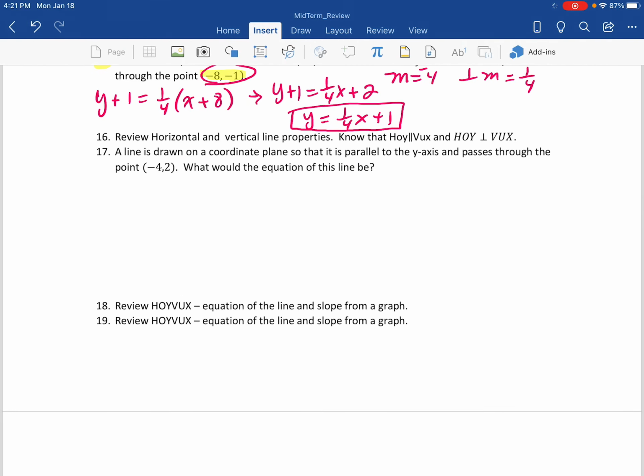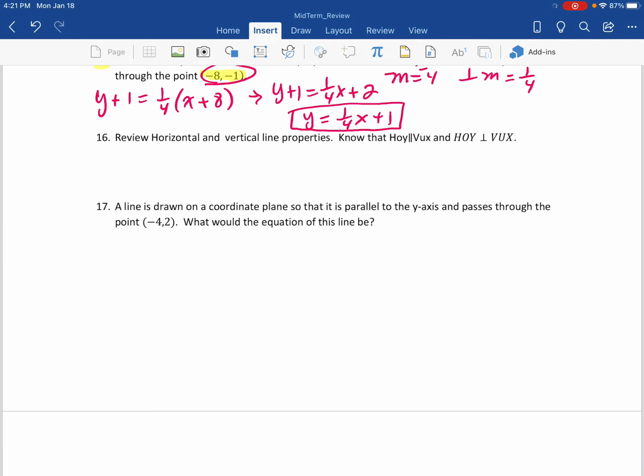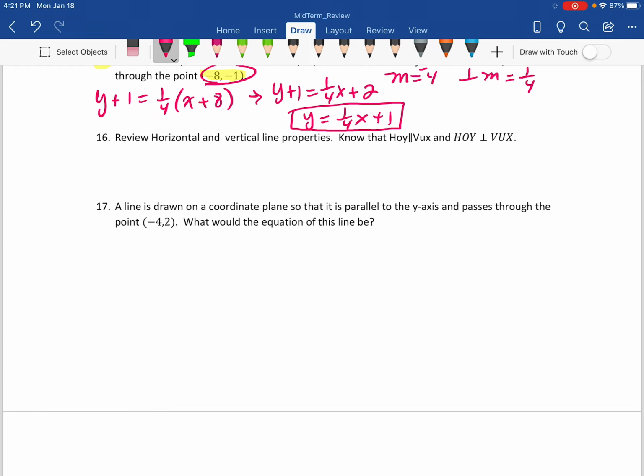Number 16, it says to review HOY VUX to remind you. That is horizontal line, 0 slope. The equation of the line is y equals a value. VUX, vertical, undefined slope. I spelled that wrong. Undefined slope.